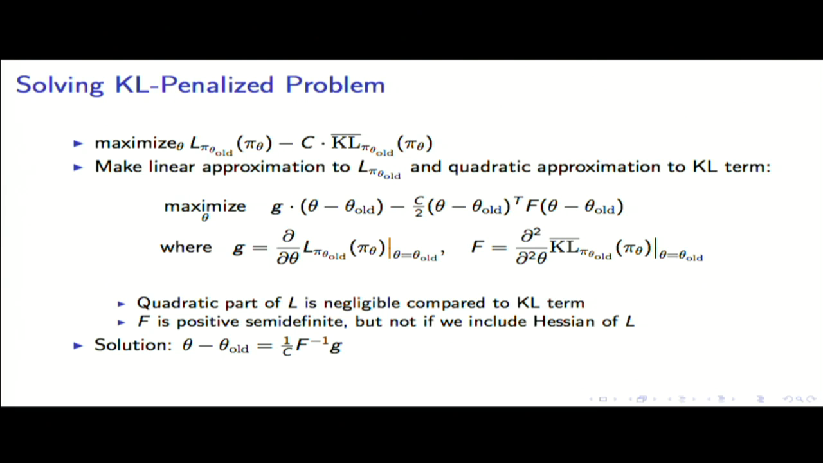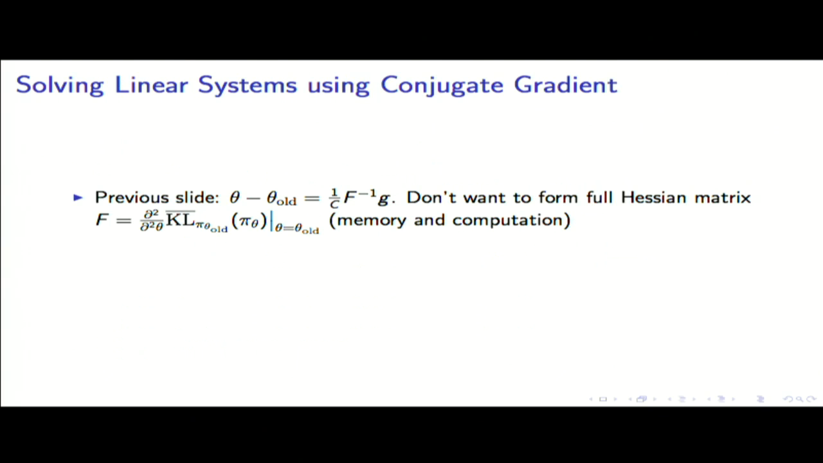And you get a solution by setting the derivative to 0 and solving. You get theta minus theta old is just 1 over this constant times F inverse G. So this is just a usual Newton step. Okay, so we got that our policy update should be of the form constant times F inverse G.